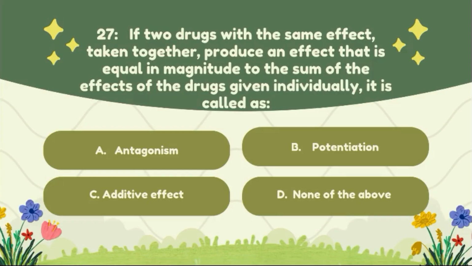Question number 27. If two drugs with the same effects taken together produce an effect that is equal in magnitude to the sum of the effect of the drugs given individually, it is called A, antagonism, B, potentiation, C, additive effect, or D, none of the above. The correct answer of this question is none of the above.